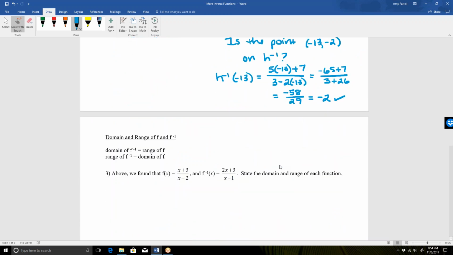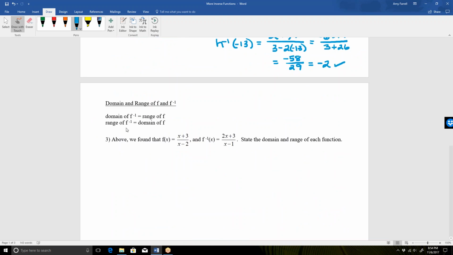Okay, this leads us into domain and range. And hopefully you can see why this is the case based on what we just did to check our answer. For every point (x, y) that is on the graph of f, the point (y, x) will be on f inverse. So the domain of the inverse function is going to equal the range of the original function, and the range of the inverse function is going to be the domain of the original function. They're going to be the same.